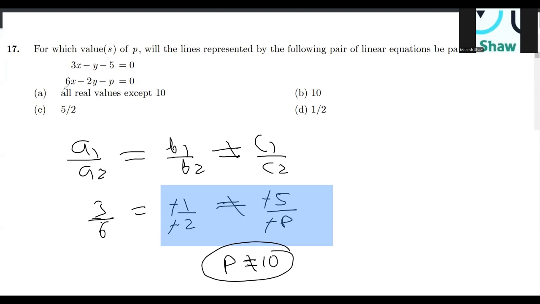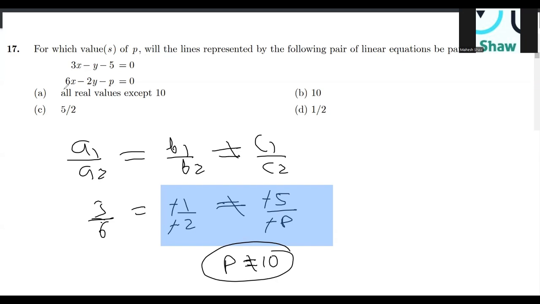For this question, what is it? For parallel lines, right? P should not be 10. So the condition for this is that P should not be 10. So the option is what? All real numbers except 10.